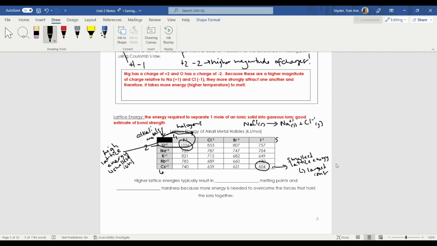Let's start wrapping this up. So higher lattice energies typically result in higher melting points and an increased hardness, because more energy is needed to overcome the forces that hold the ions together. So typically, your substances that are very close to one another, or that have higher magnitudes of charges, they are going to have higher melting points, and they're going to be harder. And that's because the forces of attraction between them are a lot stronger.